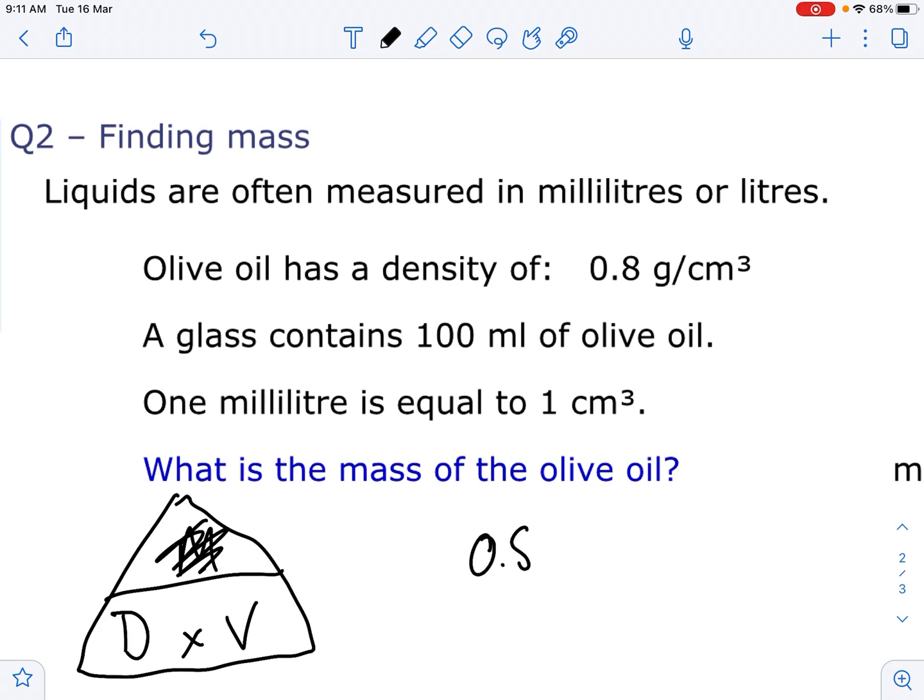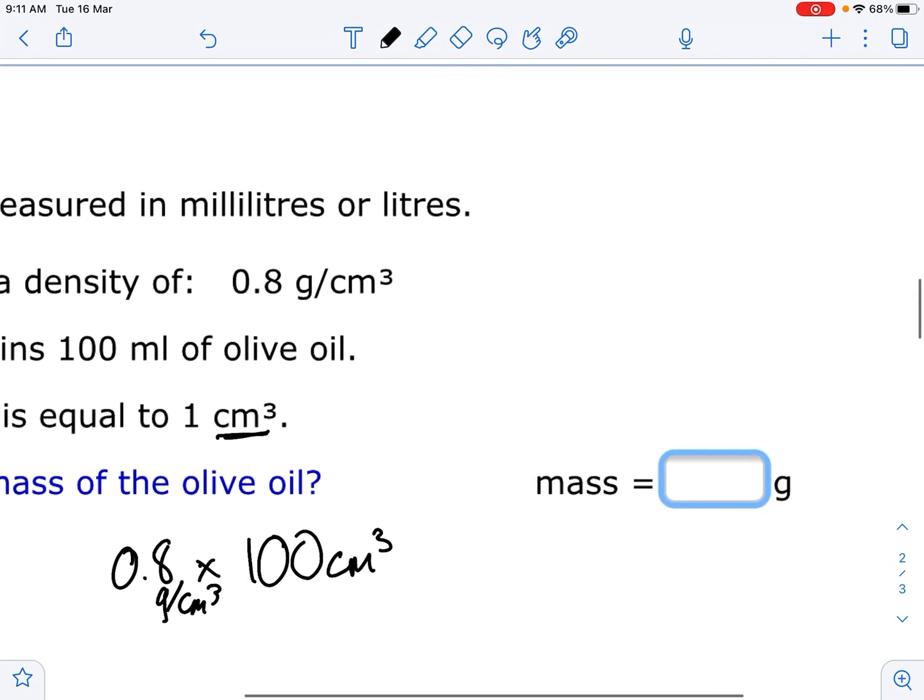Density is 0.8, volume is 100 millilitres, which is the same as 100 centimetres cubed, so it doesn't really matter. So 0.8 grams per centimetre cubed, I should have put the units. But yeah, 0.8 times 100 basically, which is 80 grams. There we go.